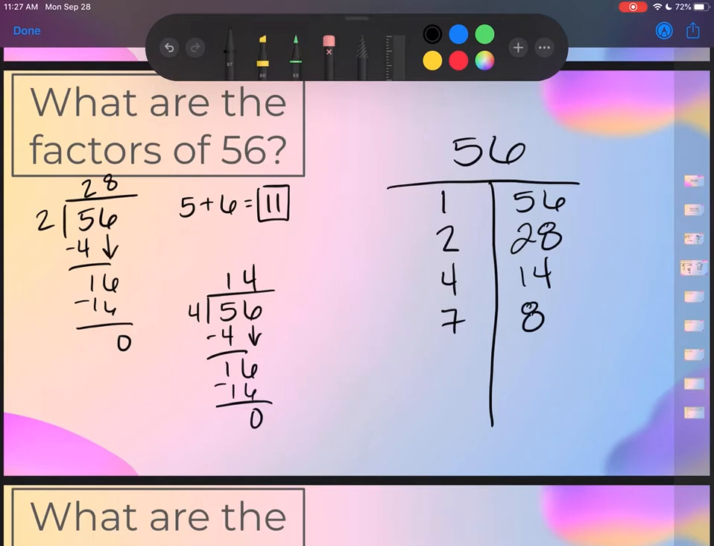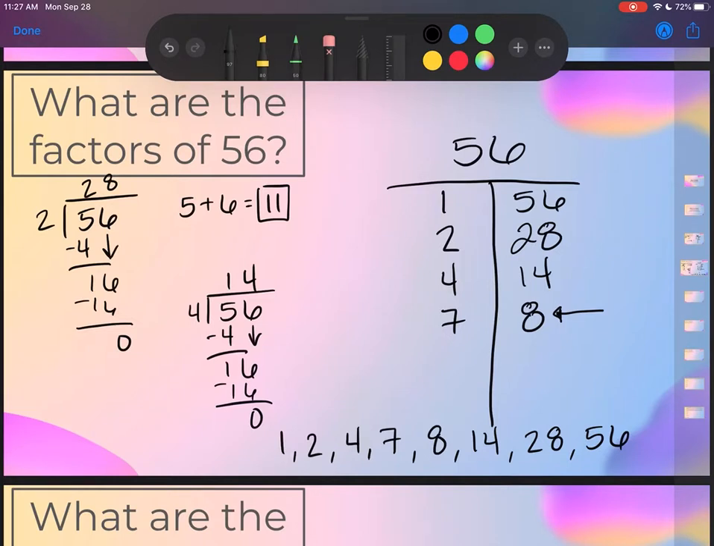Right? Well, now, if I would go on to my next number, because I've already tried 1, 2, 3, 4, 5, 6, and 7, my next number would be 8. But you see, 8 is on this side. So that means we are done. We've come up with all the factors of 56. So all my factors of 56 would be 1, 2, 4, 7, 8, 14, 28, and 56. Those would be all of my factors.